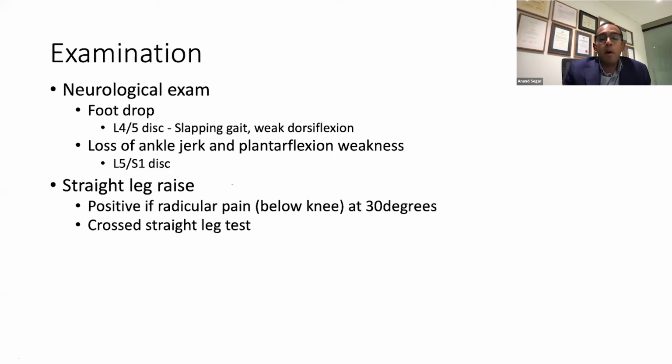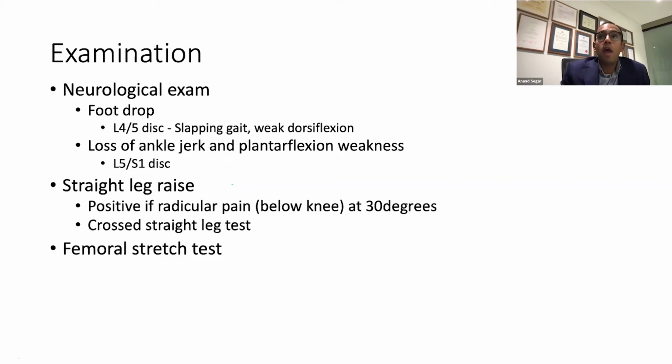Straight leg raise, it's positive if they get reproduction of pain below the knee, so pain down the leg below the knee at 30 degrees. And a cross straight leg raise test is when you raise the other leg and they get pain down the symptomatic leg. And that's often more specific for a disc herniation.